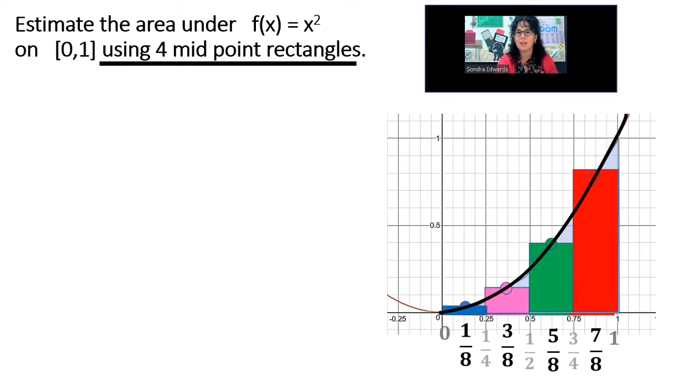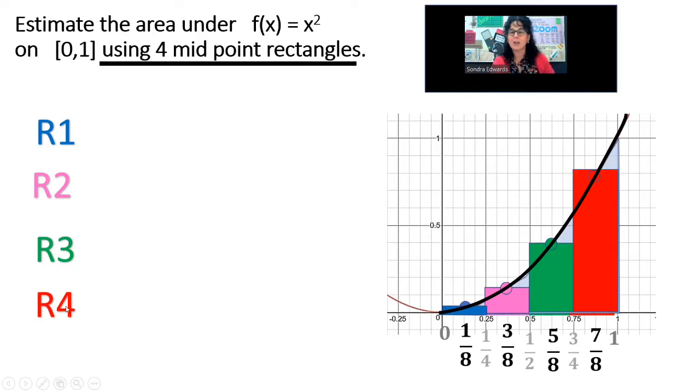Okay, so now I just want to find the area of those 4 rectangles and add them together, and we will have estimated the area underneath the curve. To find the area of any rectangle, it's just the width multiplied by the height. I'm going to just call the blue rectangle, rectangle 1, the pink one, rectangle 2, rectangle 3 for the green one, and rectangle 4 for the red one.